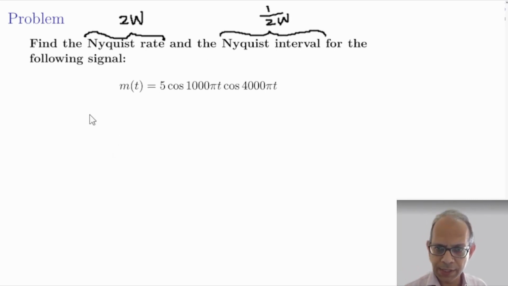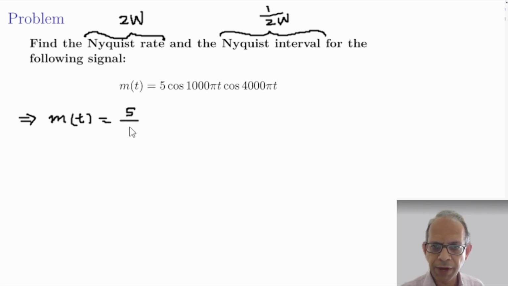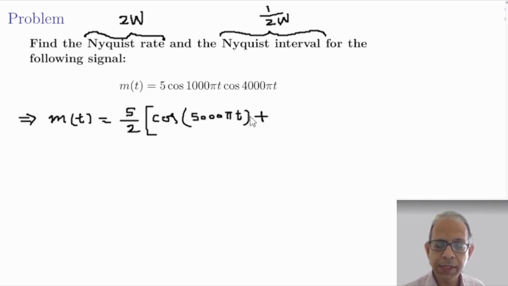Accordingly, for the given signal, using the formula cos A cos B equals half of cos(A plus B) plus cos(A minus B), we can write m(t) as 5 by 2 into cos of A plus B, which will be 4000 plus 1000, that is 5000 pi t, plus cos of 4000 minus 1000, that is 3000 pi t.